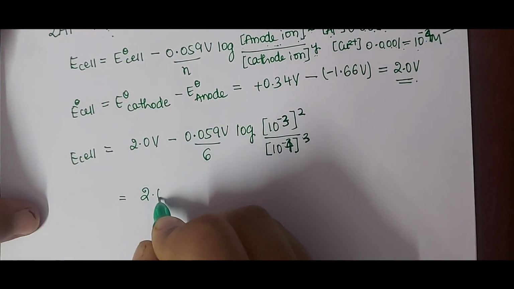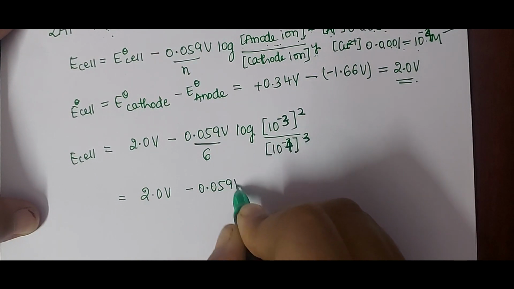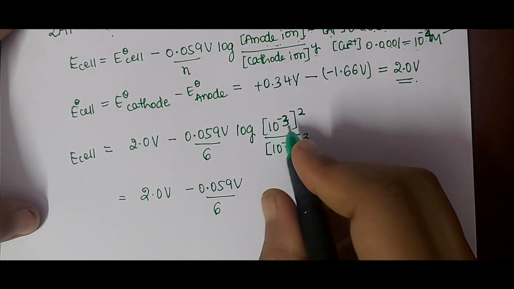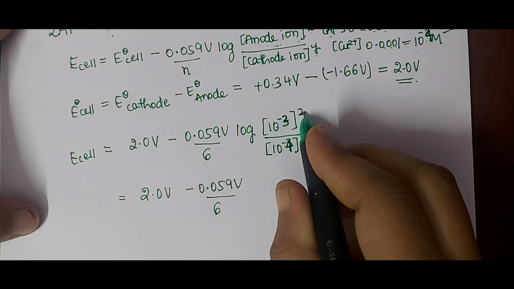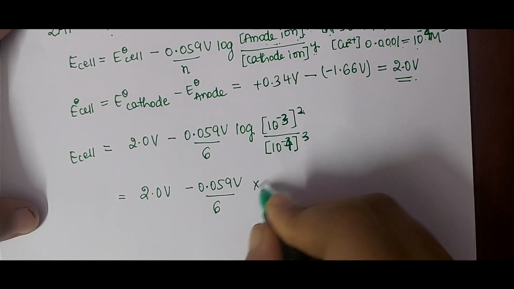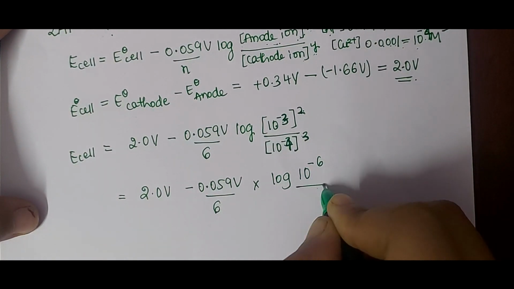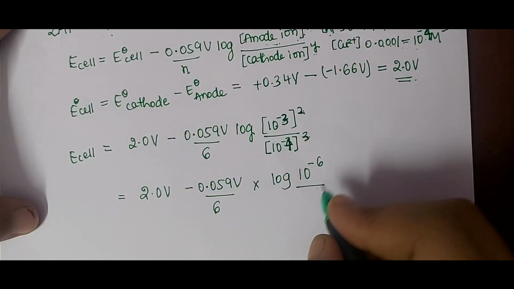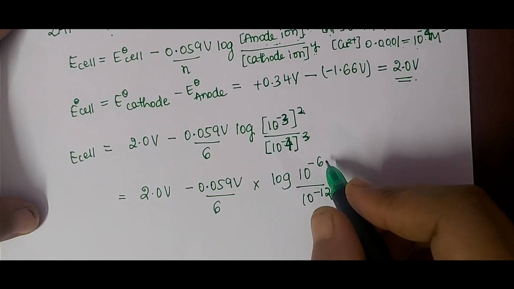We'll check it. 2.0 volt minus 0.059 volt divided by 6. So here 10 to the power minus 3 to, it is nothing but a to the power m the whole raised to n, which is a raised to m into n. So 3 2s are 6. So we get it as log of 10 to the power minus 6 divided by 10 to the power minus 4. 4 3s are 12. So 10 to the power minus 12. When 12 goes up, it becomes plus 12.